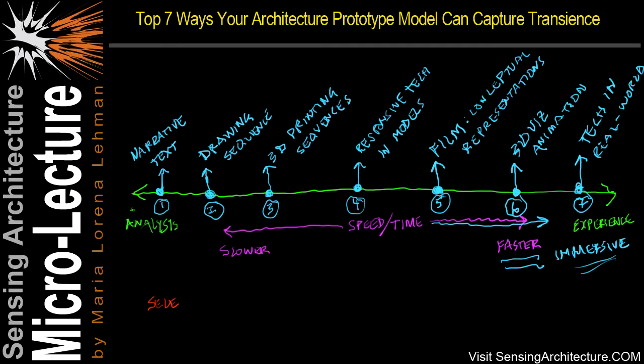So as you observe this spectrum of different ways to prototype transients for architecture, be sure to think about speed and time and the level of analysis or experience that you need to attain from your prototype. In this way, you can best select which methods you will use as you formulate your design and bring it to life. Thank you for watching.